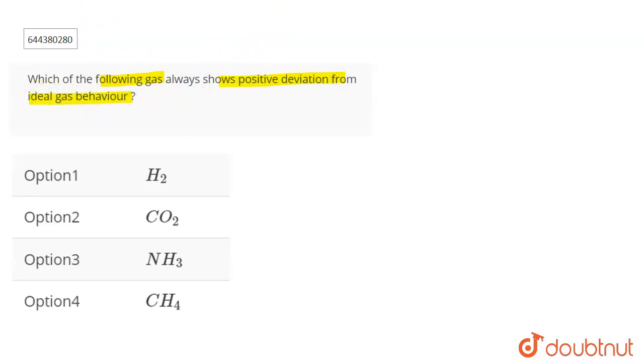The question is, which of the following gas always shows positive deviation from the ideal gas behavior? So, for showing positive deviation from ideal gas behavior, we understand the concept of compressibility factor. The compressibility factor has a formula of PV by nRT. This is the formula for the compressibility factor.